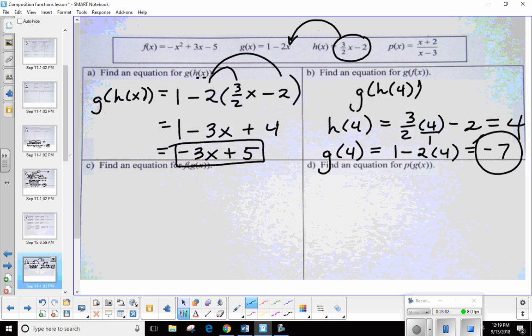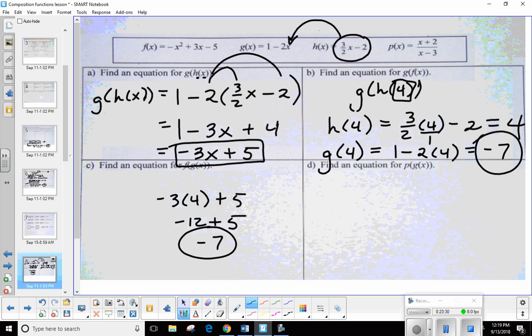Now, doesn't this equation represent the composition, though? So if I plug in that 4 that I originally started with, what should it be giving me? It should be giving me negative 7. Well, let's see. Negative 3 times 4 plus 5. Will negative 12 plus 5 give me negative 7? Yes. That should work every time, as long as your algebra is correct.